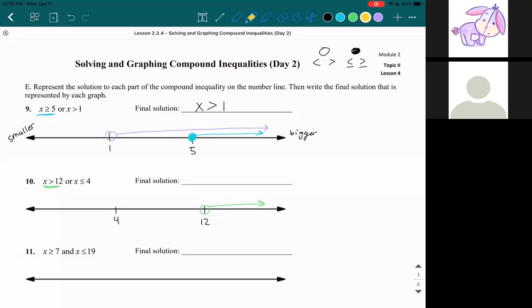Then over here, it says x is less than or equal to 4. I see the equal to line, so I must fill in my circle at 4. So it's filled in. And it says less than.